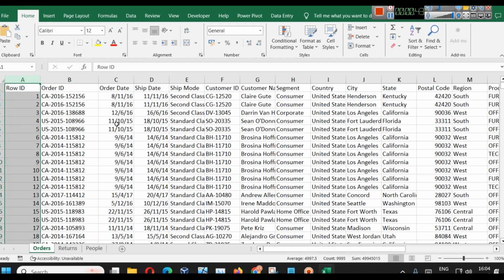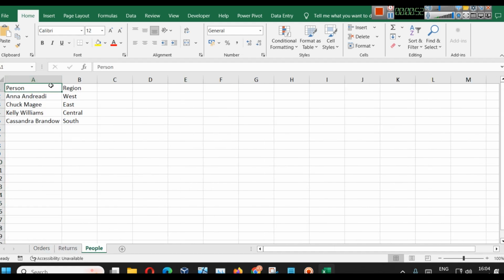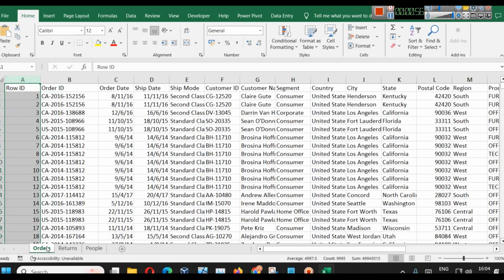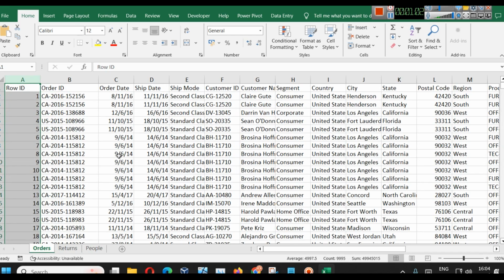Now in the data set we have three different sheets, 1, 2 and 3. These three are like three tables of our database. And all these three sheets are related with each other, which we will discuss, how they are related, just after having a basic discussion.